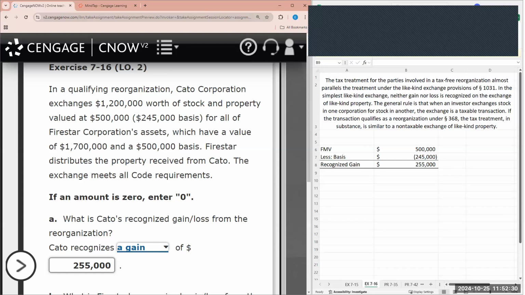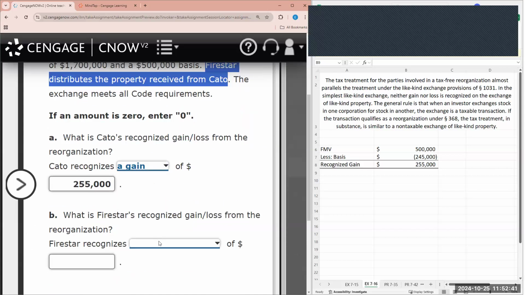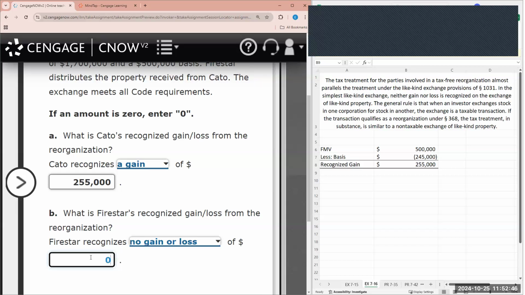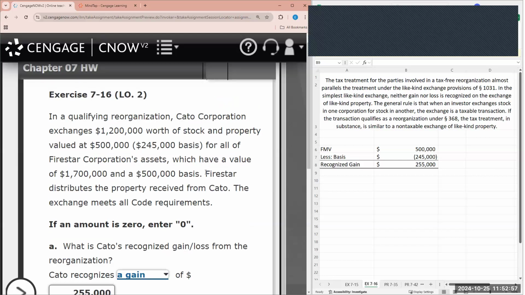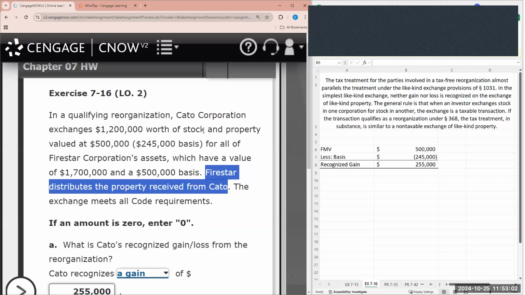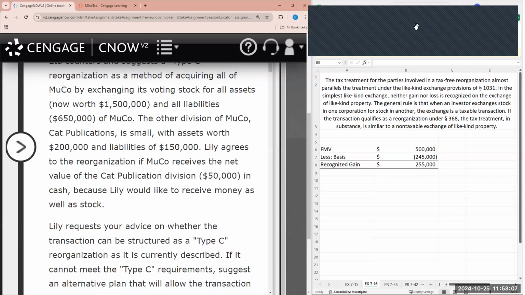The corporation, on the other hand, they meet the Section 368 requirements. They're not going to recognize the gain or the loss. So since Firestar distributes the property received from Cato, in such a case, they are not going to recognize a gain. So they'll recognize no gain or loss, $0. But keep in mind, if Firestar decided to keep the property, they would have to recognize a gain to the extent of the other property received, which was $500,000. But again, in this case, they distributed all of the property, and because they did so, none of it is going to cause them to have to recognize a gain or loss from the reorganization.